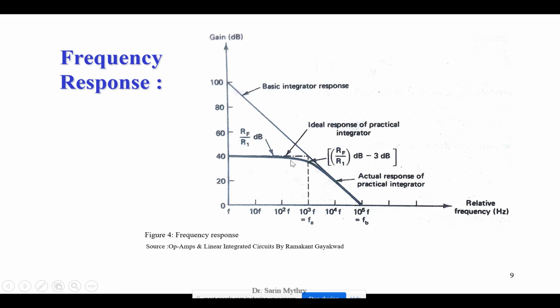And for this one, what is the relationship between RF upon R1? The relationship between RF upon R1 is nothing else but the slope, that is your 3 dB. It is a minus 3 dB slope. Wherever this minus 3 dB slope takes place, we call it the corner frequency, or else the cutoff frequency. So this is the frequency response of your basic integrator and also the ideal integrator.